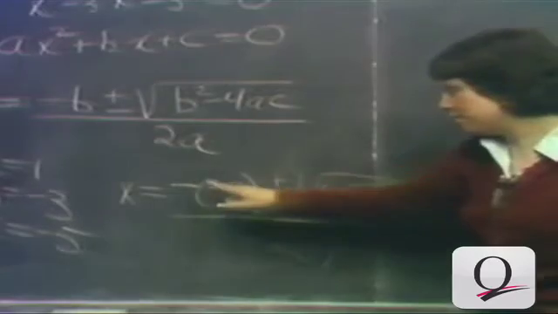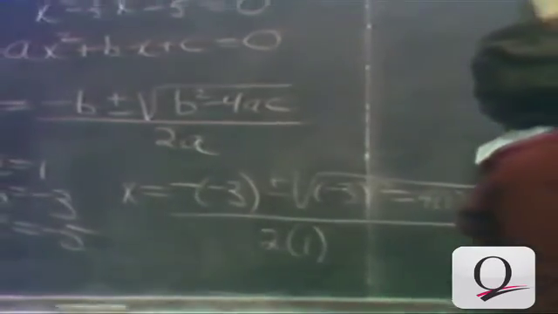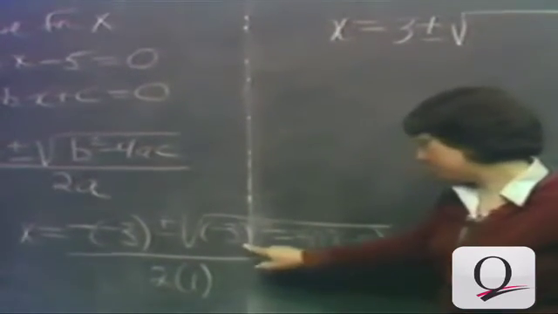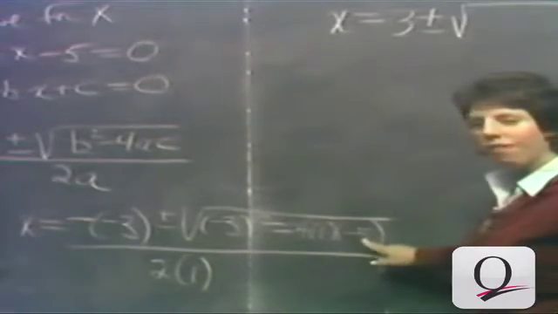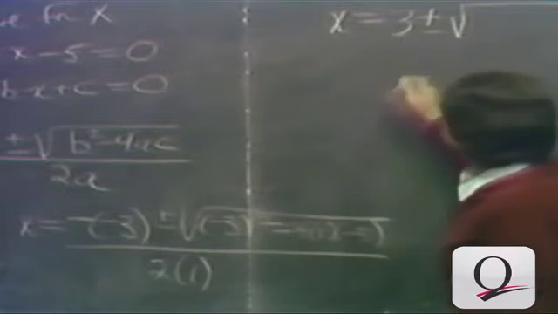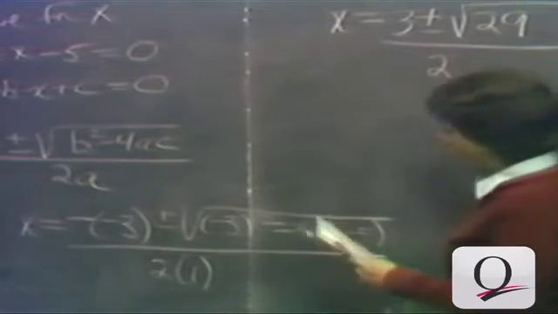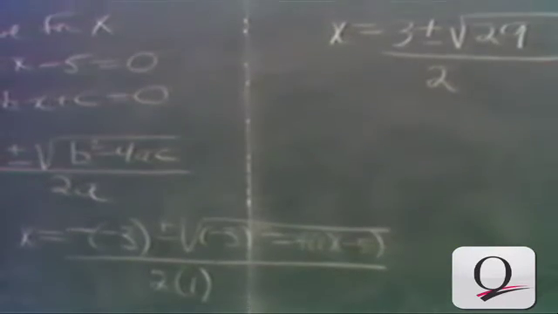Now, minus a minus 3, that's plus 3. Plus or minus the square root of minus 3 squared, that is 9. Minus 4 times minus 5, that's plus 20. So 9 plus 20, that's 29 under the radical over 2. So x equals 3 plus or minus the square root of 29 over 2.